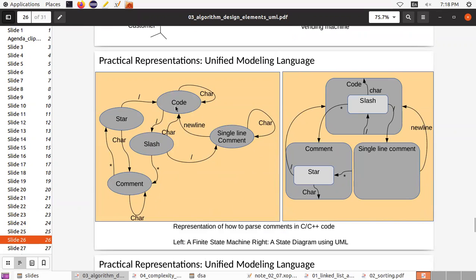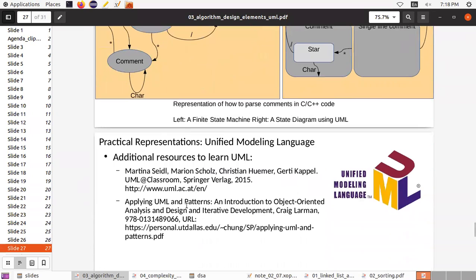This is a UML representation of how to accept valid comments in C++. And these are certain additional resources from which you can learn UMLs. Again, I will not suggest you to go through this until and unless you get a job where there is a requirement for you to design UMLs. Okay. It is not something that is extensively required in this course.